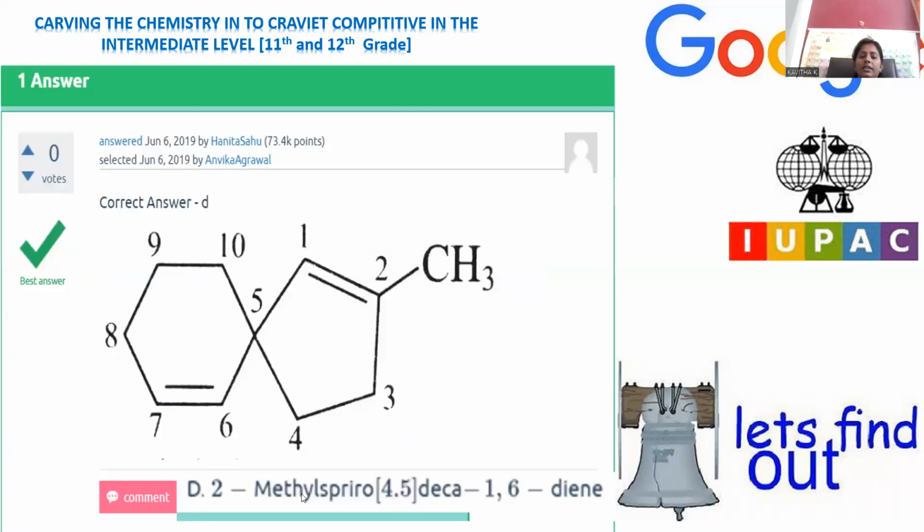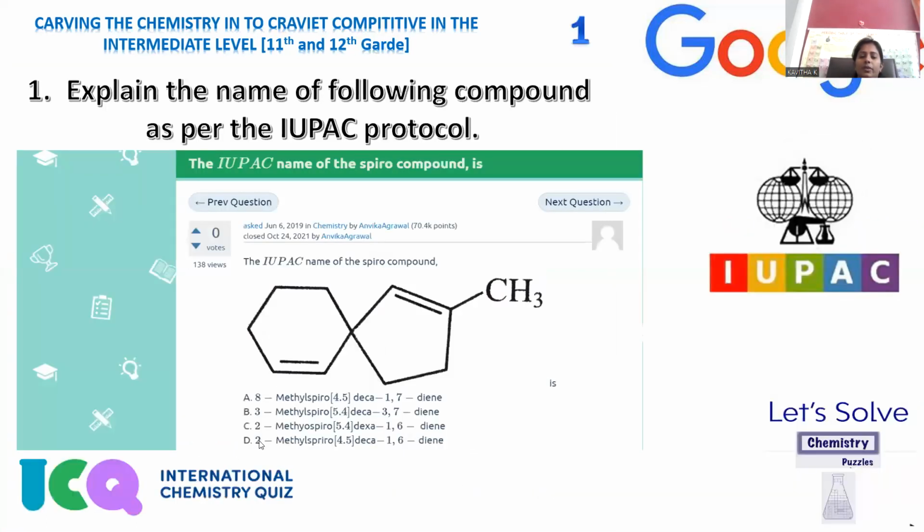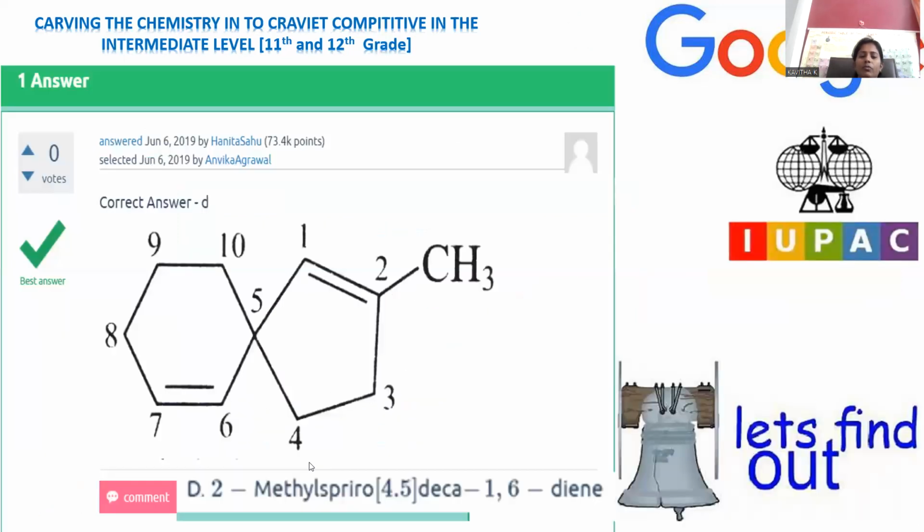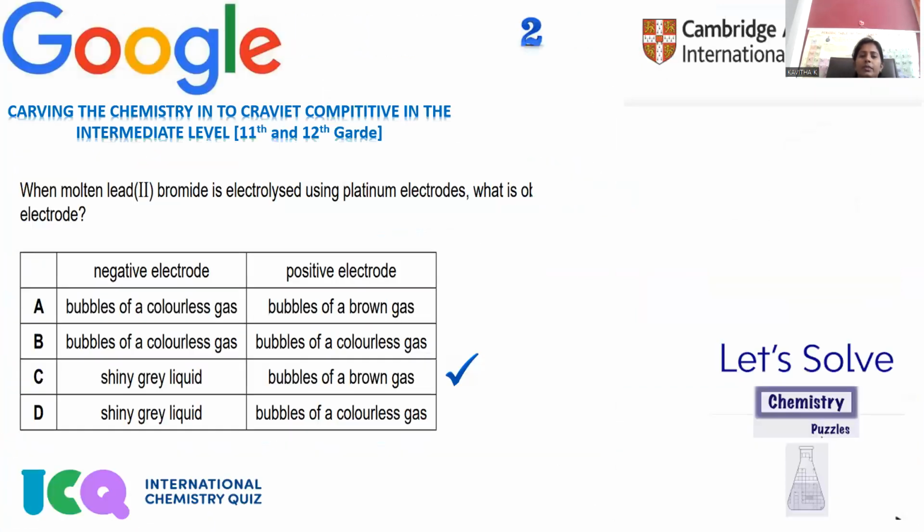Right? So this is the entire name for the system, which is provided in option D: 2-methylspiro[4.5]deca-1,6-diene. For question number 1, option D will be the correct answer. Move on to question number 2.